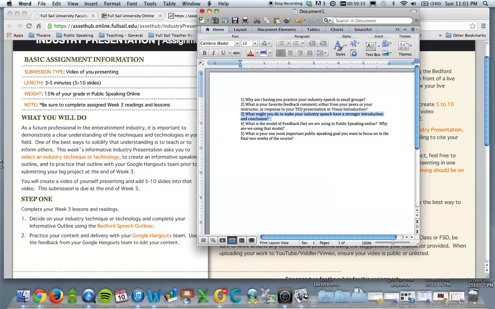Question number 4. What is the model of feedback that we are using in public speaking online? And why are we using that model? What's the purpose of it? Why do we think it's good?